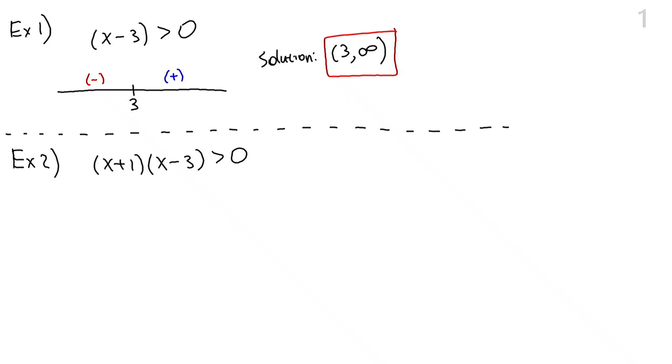There are only 2 points on the real line where this polynomial, x plus 1 times x minus 3, can change sign. One of these points is x equals negative 1, and another point is x equals 3. Sometimes these are called partition points.